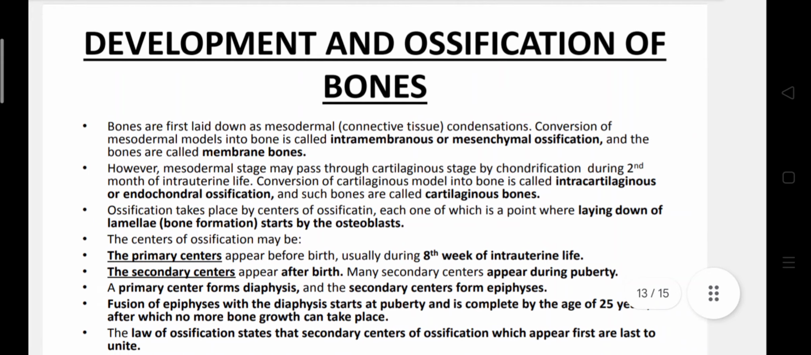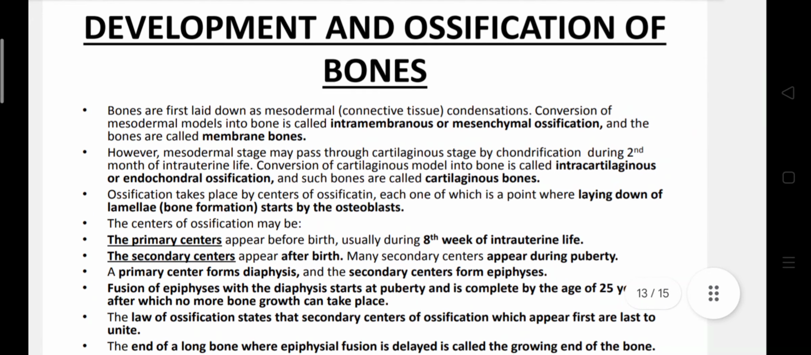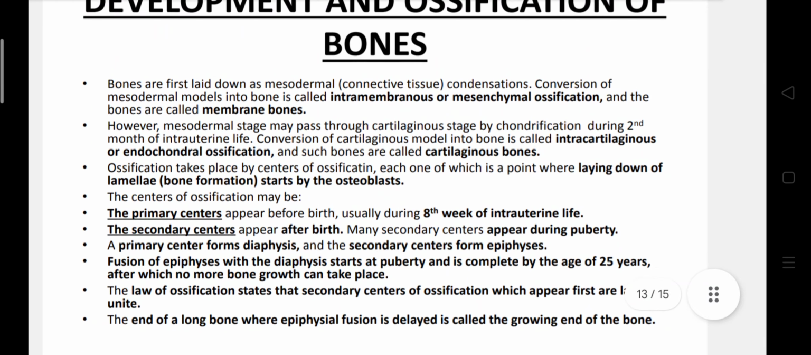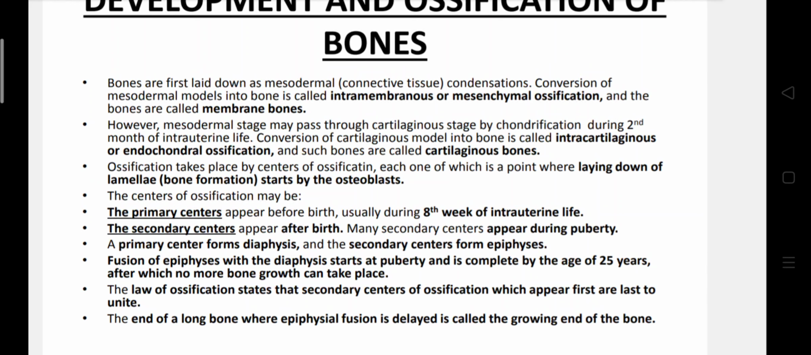The centers of ossification may be primary or secondary. The primary centers appear before birth, usually during 8 weeks of intrauterine life. The secondary centers appear after birth. Many secondary centers appear during puberty. A primary center forms diaphysis and the secondary center forms epiphysis. Fusion of epiphysis with the diaphysis starts at puberty and is complete by the age of 25 years, after which no more bone growth can take place.